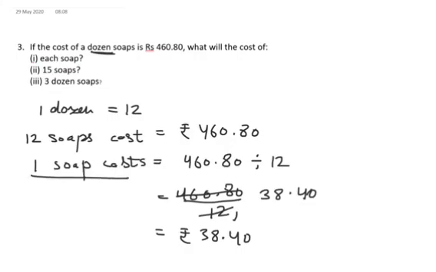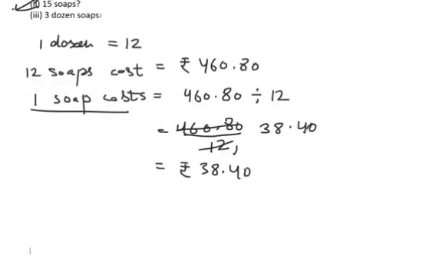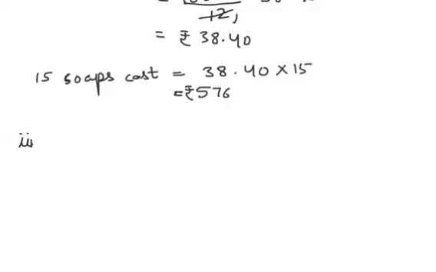Okay, now we have to find the cost of 15 such soaps. So 15 soaps cost is equal to 38.40 into 15. Do this multiplication and tell me the answer. So the cost of 15 soaps is equal to 576, and in part three we have to find the cost of 3 dozen soaps.